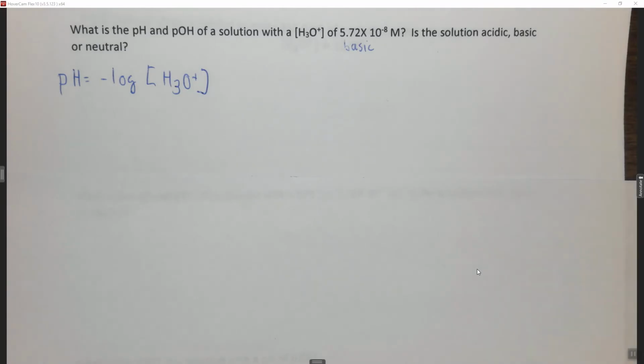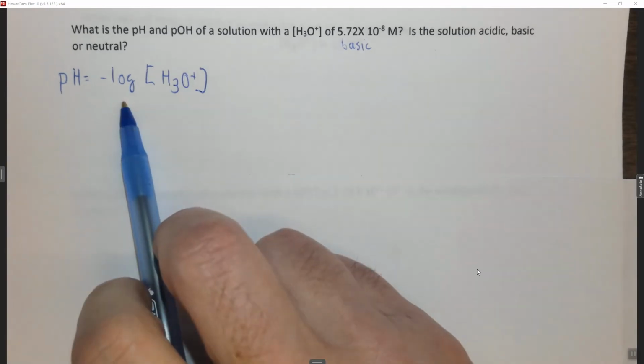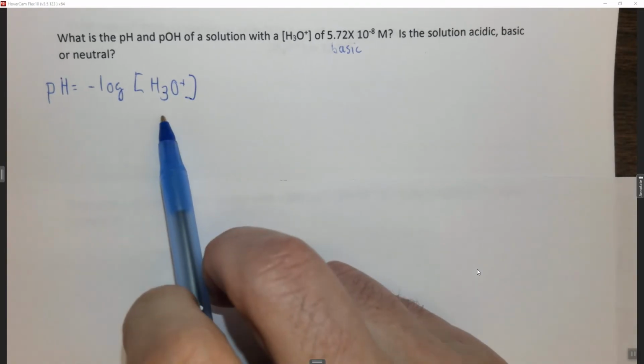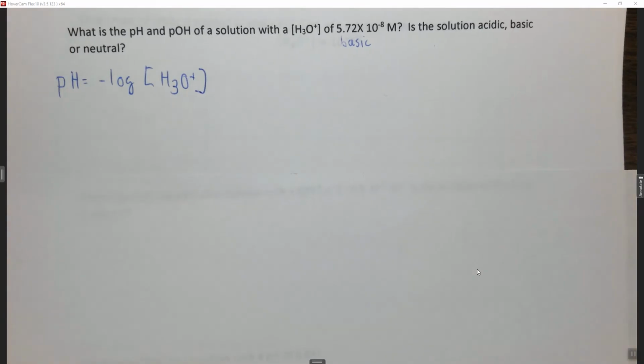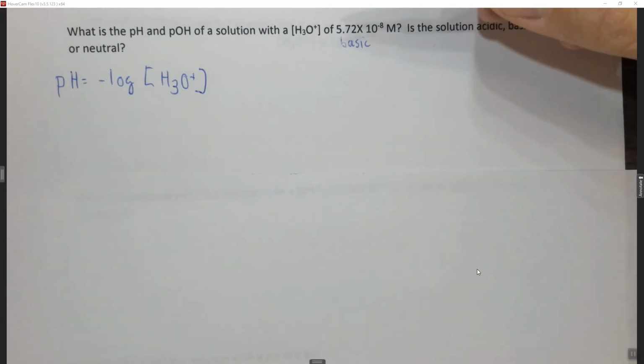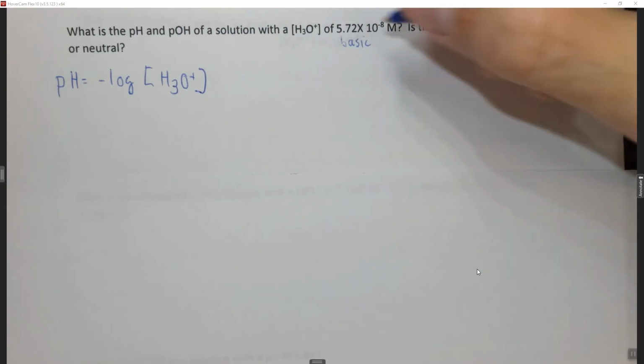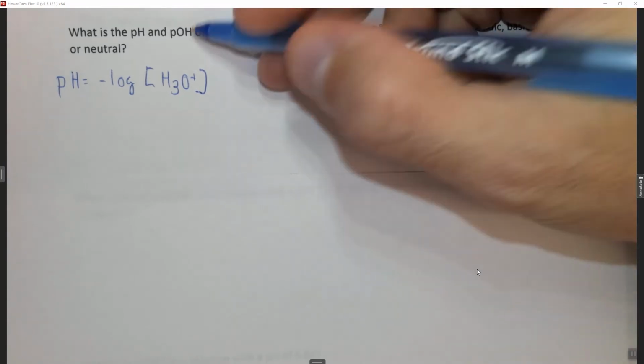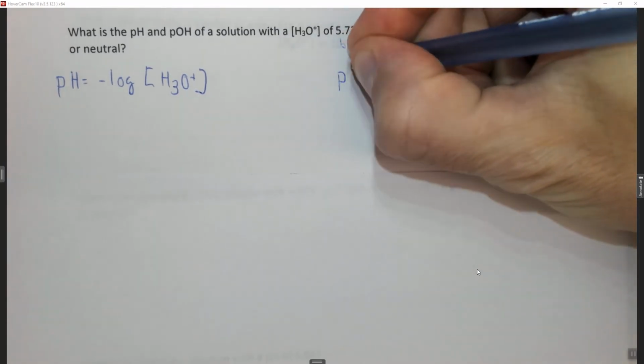Said another way, something with a pH of 7 versus something with a pH of 8, the concentration of H3O plus is 10 times less because it's the log base 10. So this is how we can find the pH of the system, and the P of anything is the log of it in chemistry.